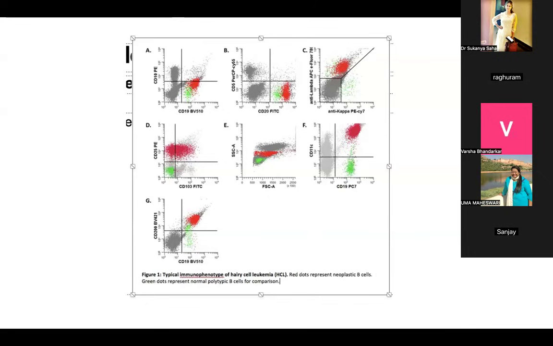Myelosuppression is up till 4 to 6 weeks. So count monitoring is required. And also you should give irradiated blood products because there is a chance for transfusion associated GVHD after giving this cladribine.